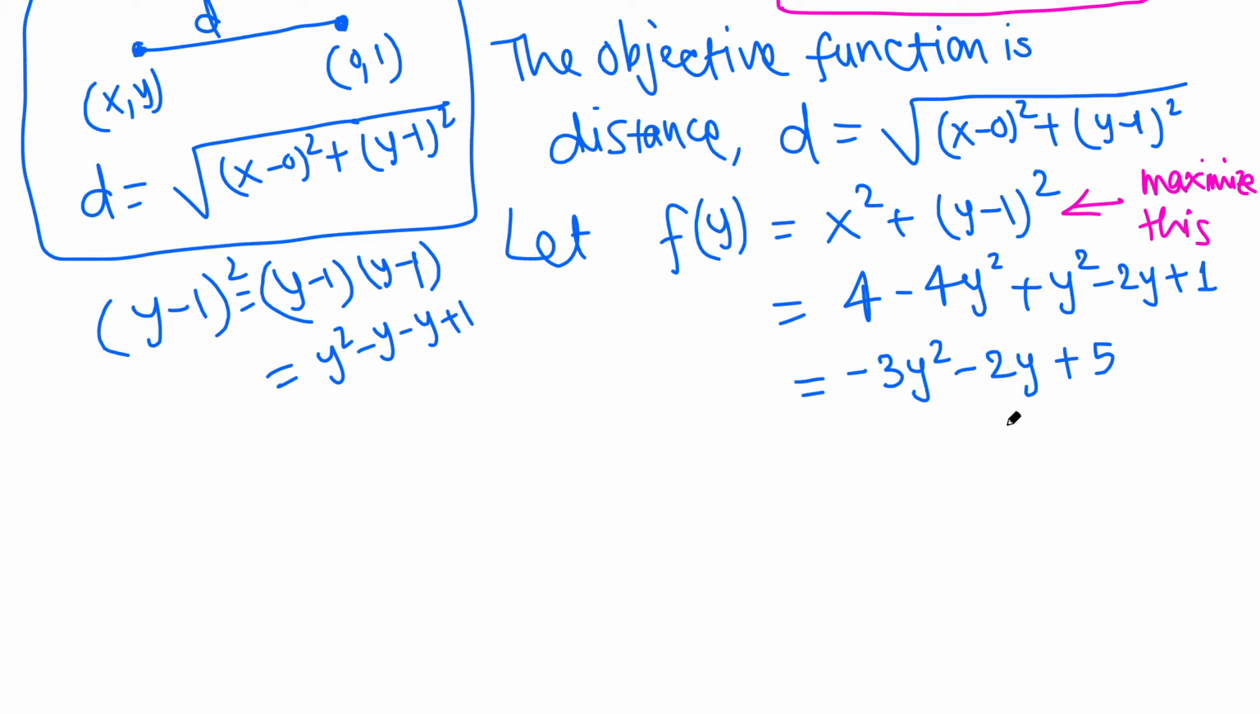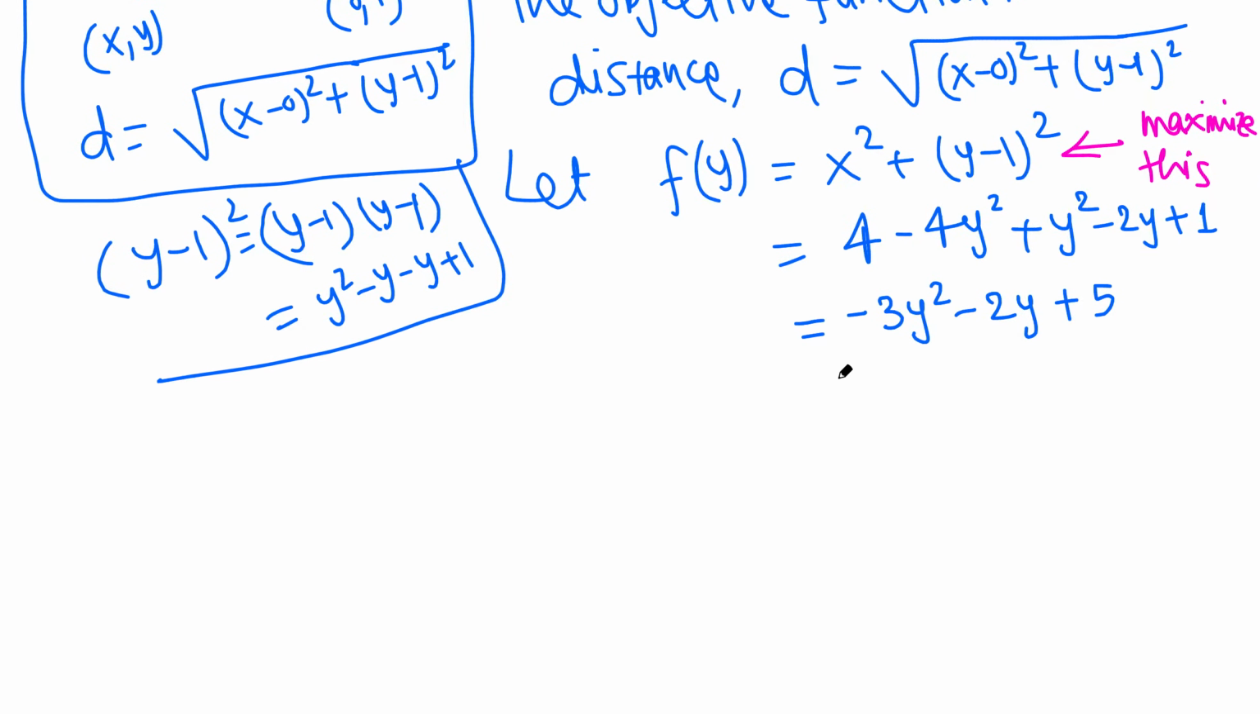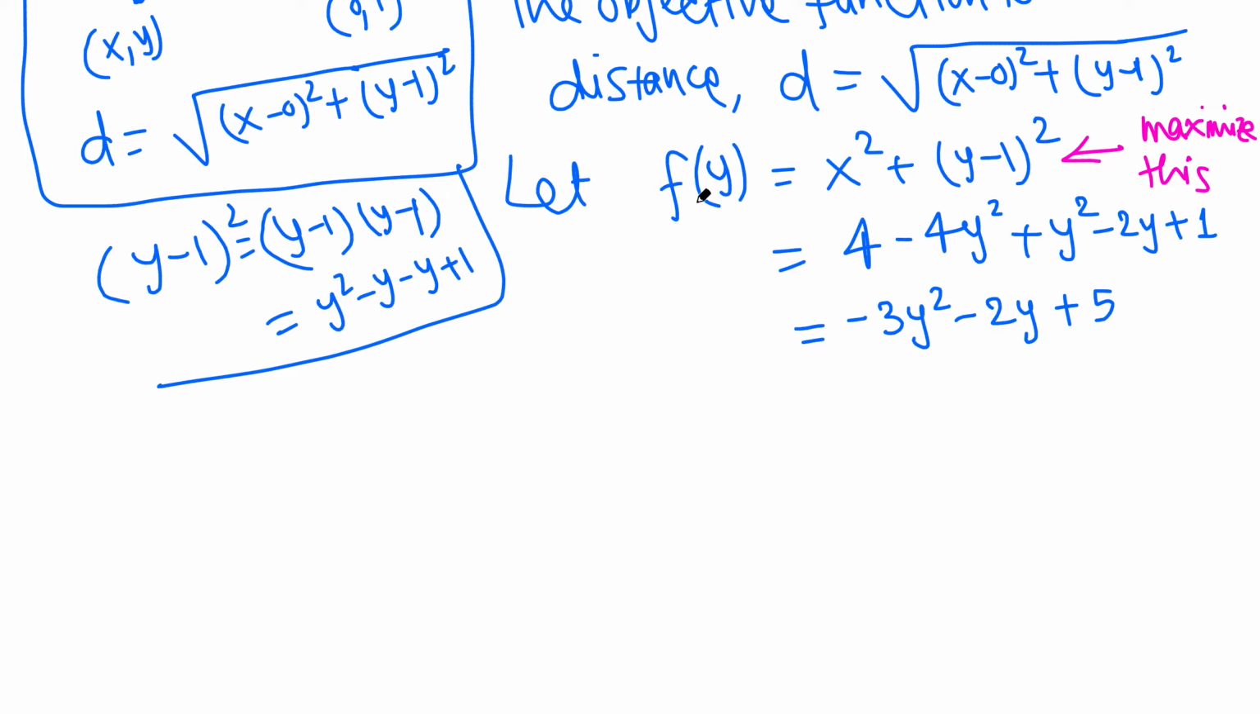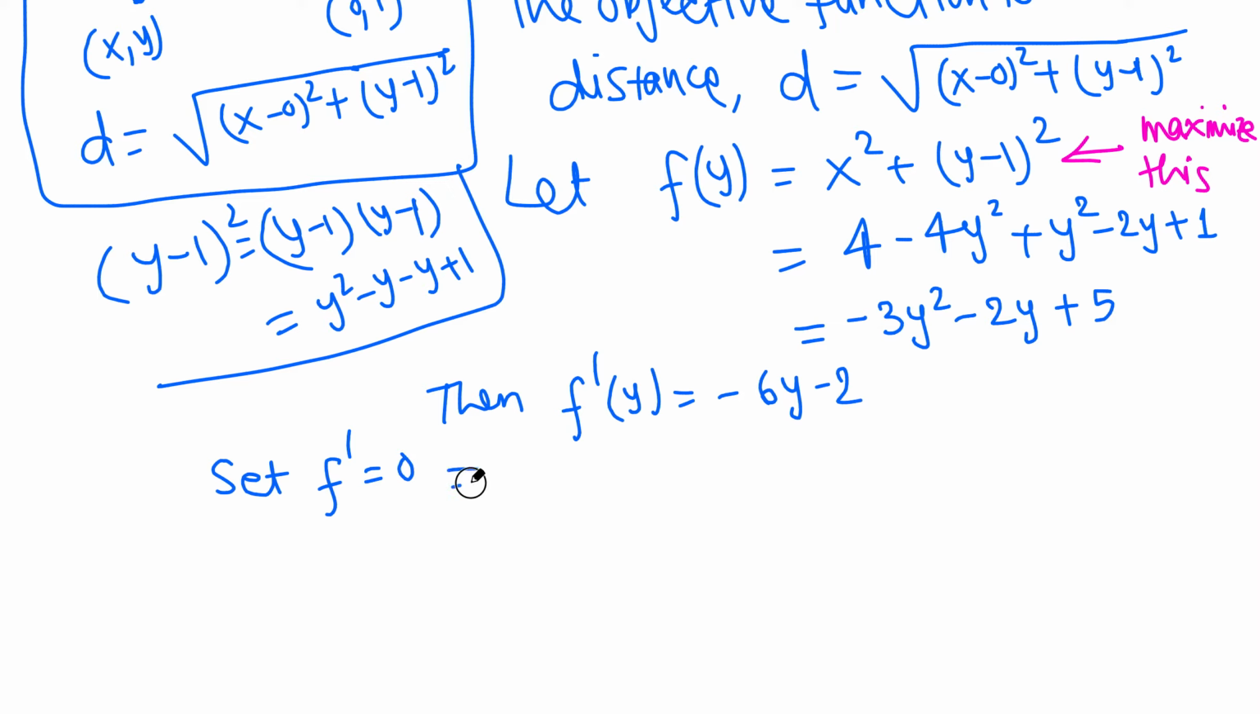Okay, we have the objective function here and we would like to optimize, in this case maximize. Whenever we want to optimize a function, we take its derivative, which is easy here, just -6y - 2. Derivative of 5 is 0. Now we set the derivative to 0. That means -6y - 2 = 0.